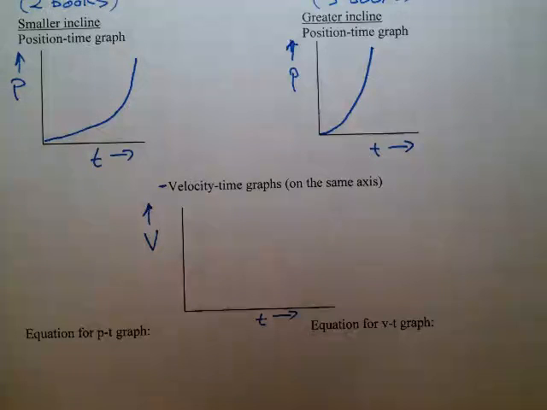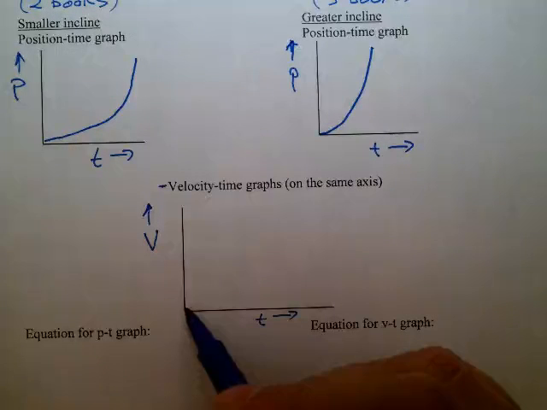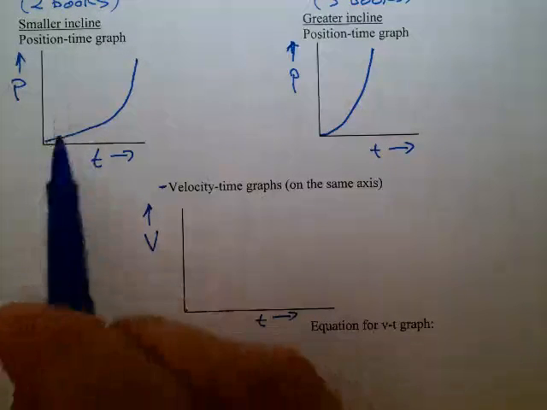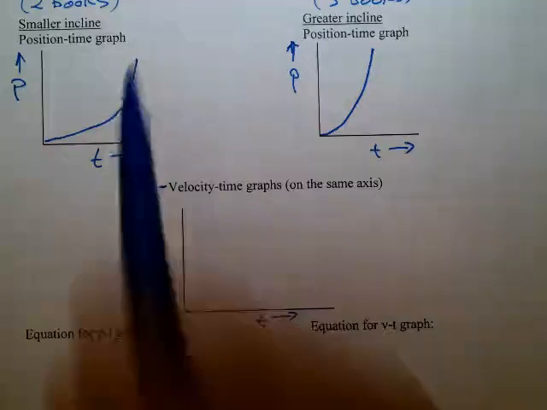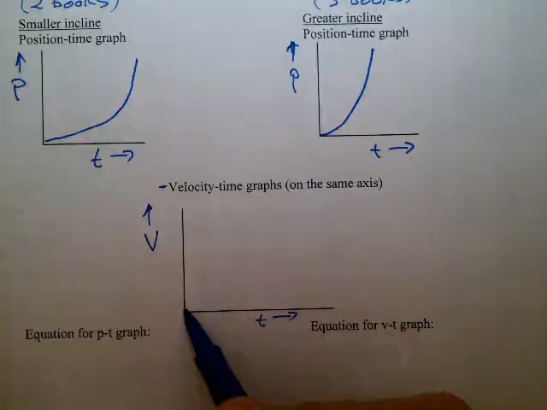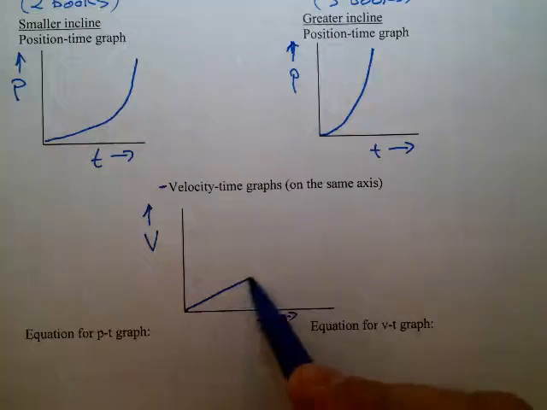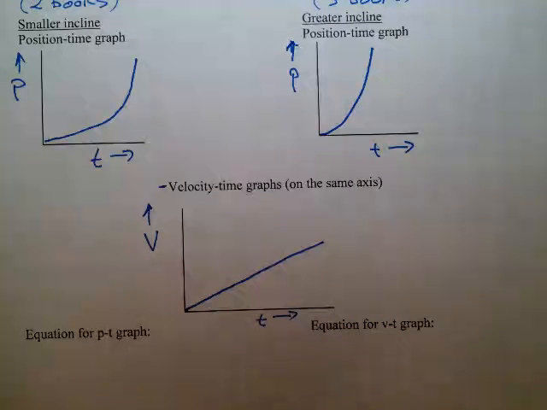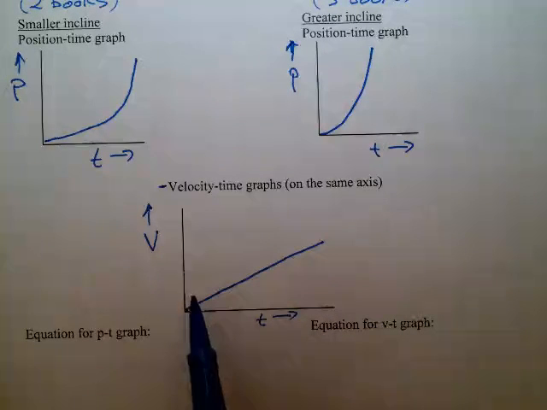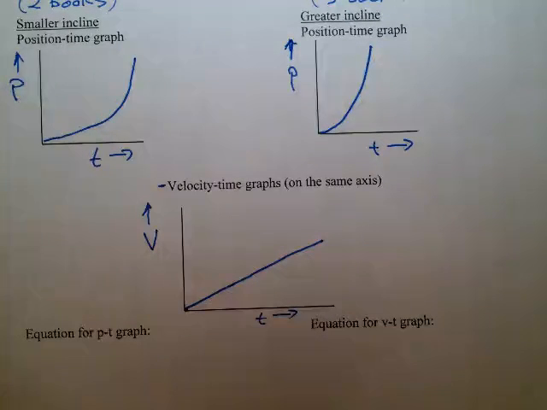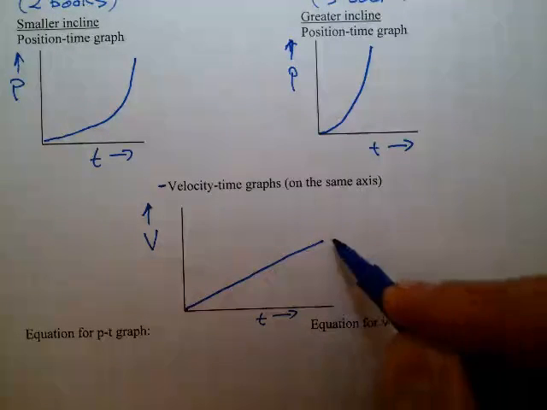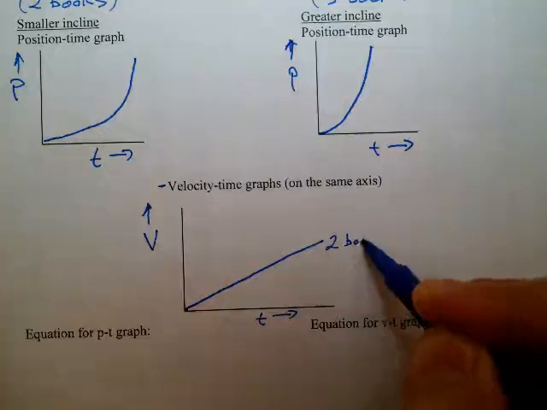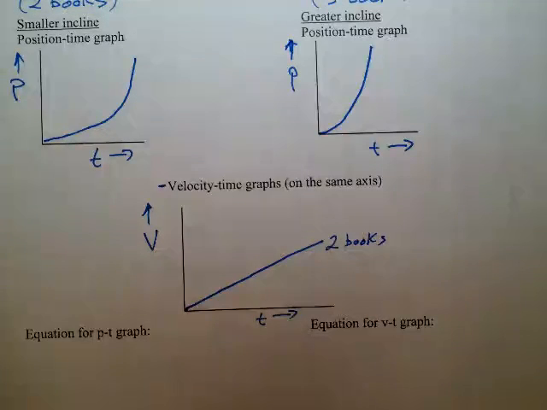So if we look at the graph where the ramp was raised, for example, with 2 books, we know that because of this graph, its velocity is ever increasing. So to show that on this graph, we just have a line that's straight. And this means that as the time goes on, the velocity is increasing. It's getting faster and faster. And let's go ahead and label that as the 2 books line.